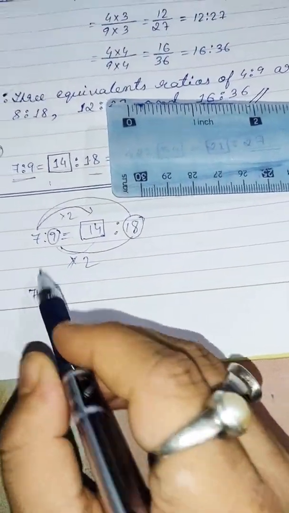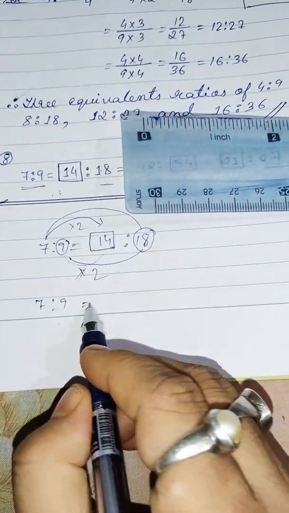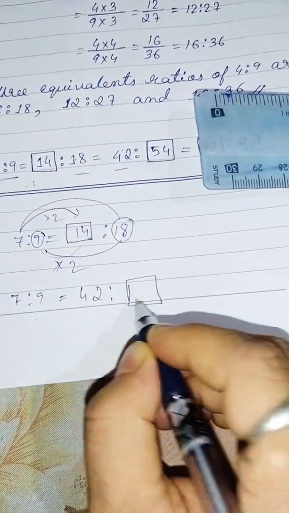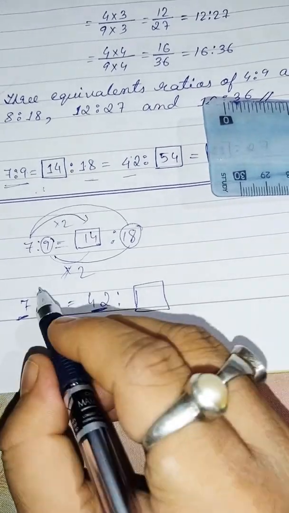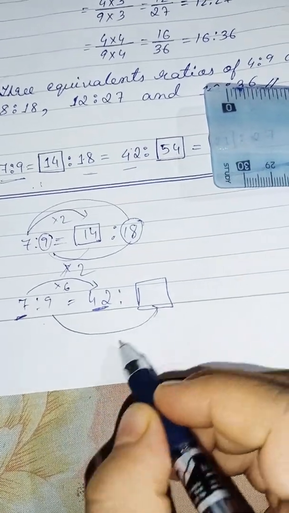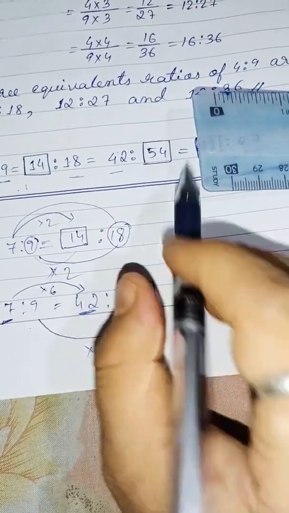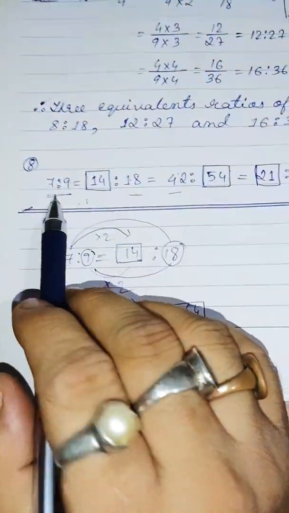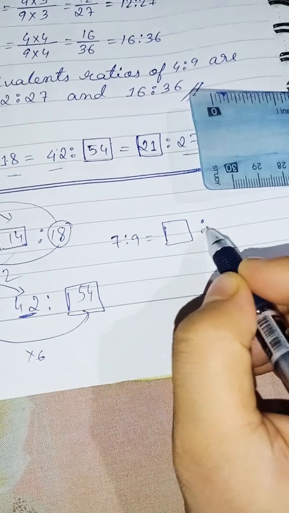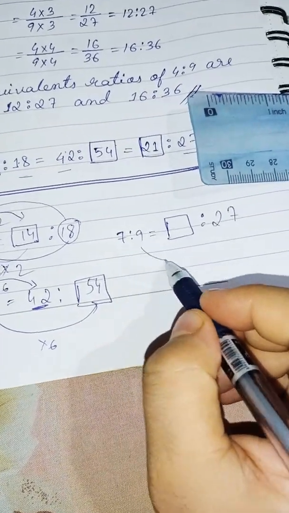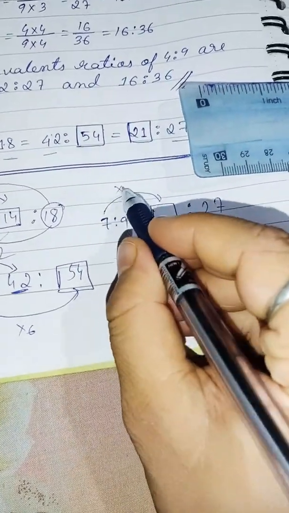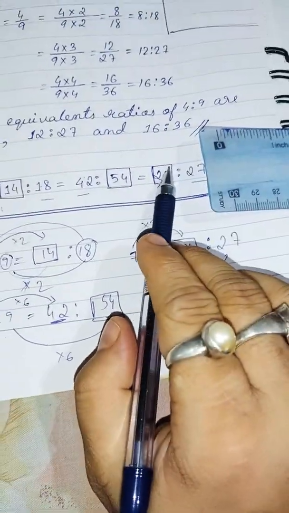Again 7:9, this will be always taken as the base ratio, is equal to, the next one comes 42 is to how much? So see the first number 7, 42. So what should I multiply to get 42? 6. So similarly I'll multiply 6 here also. 9 6 54. Lastly again take the first ratio, 7:9 is equal to dash is to 27. So how do I get 27 now? Into 3. So similarly with first number also I'll multiply 3. 7 3 21. So the answer is 21.